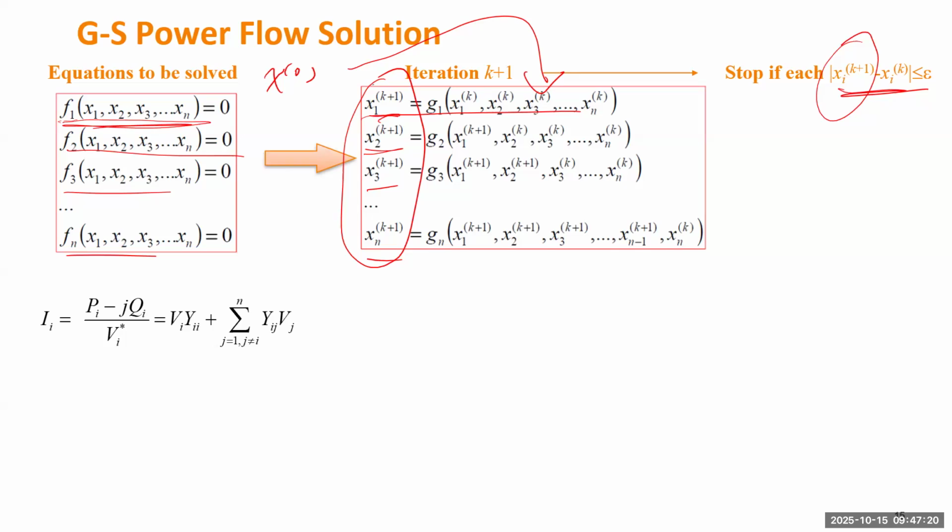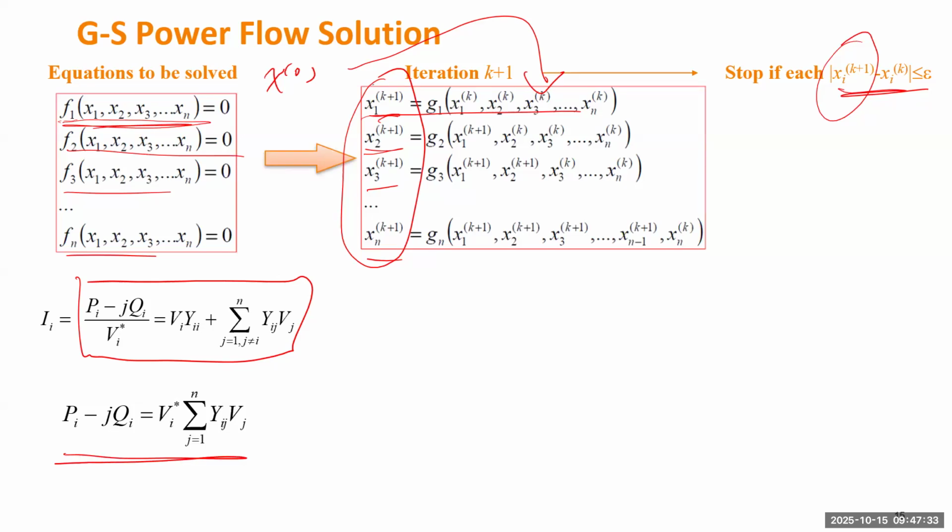We start from this power flow equation. We can rewrite the equation. We multiply both sides by the denominator, so we'll have this one. In this equation, the real part will tell you how to calculate P, and the imaginary part will tell you how to calculate Q.